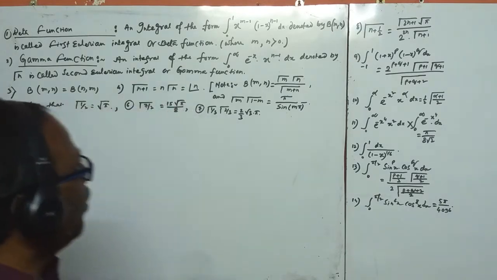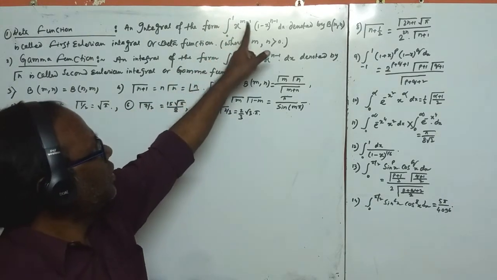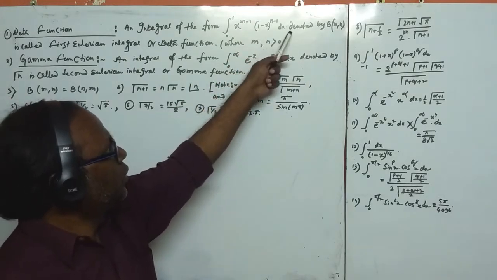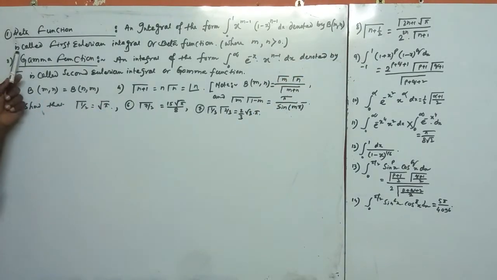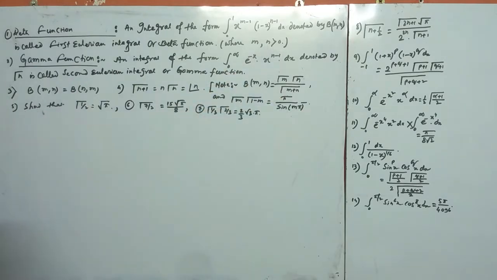An integral of the form 0 to 1 x to the power m minus 1 (1 minus x) to the power n minus 1 dx, which is denoted by B(m, n), is called the first Eulerian integral or beta function, where m and n are more than 0.